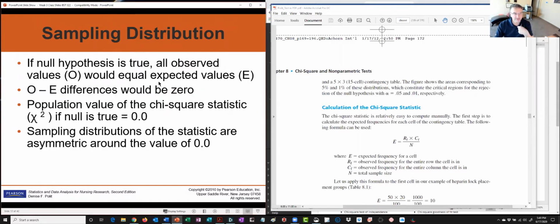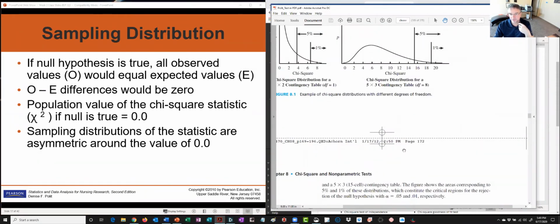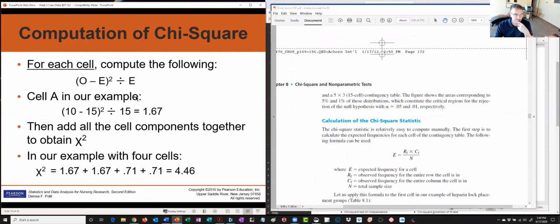So again, if the null hypothesis is true, then the observed would equal the expected, and the observed minus the expected would be 0. That's why we compare the chi-square value to 0, right? So again, we're going to look at the sampling distribution of the statistic, which is up here, and try to figure out how far away we get from 0. Is that by chance, or is it because something is really happening? So again, here's our example.